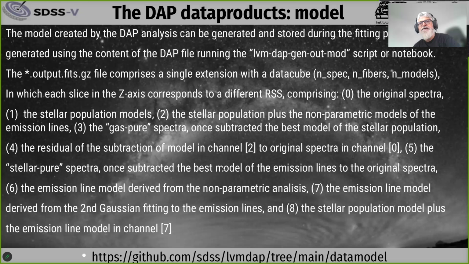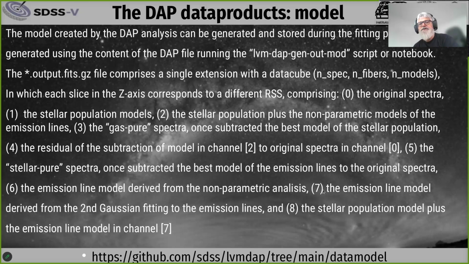So in 2 is the stellar population plus the non-parametric analysis of the emission lines. In 7 is the stellar population plus the emission lines. And no, sorry. In 8 is the sum of the stellar population plus the emission lines derived with Gaussian fitting in the second fit.